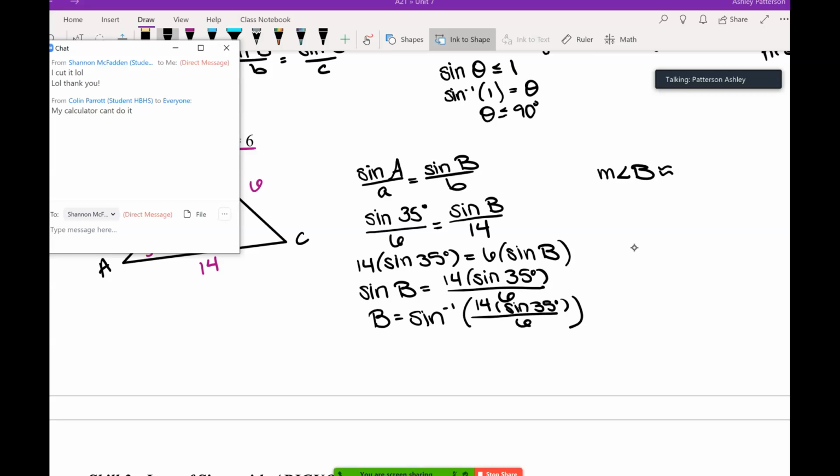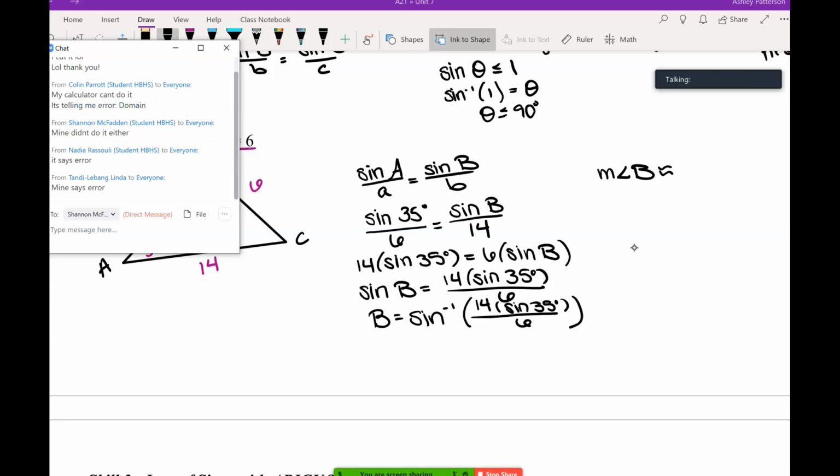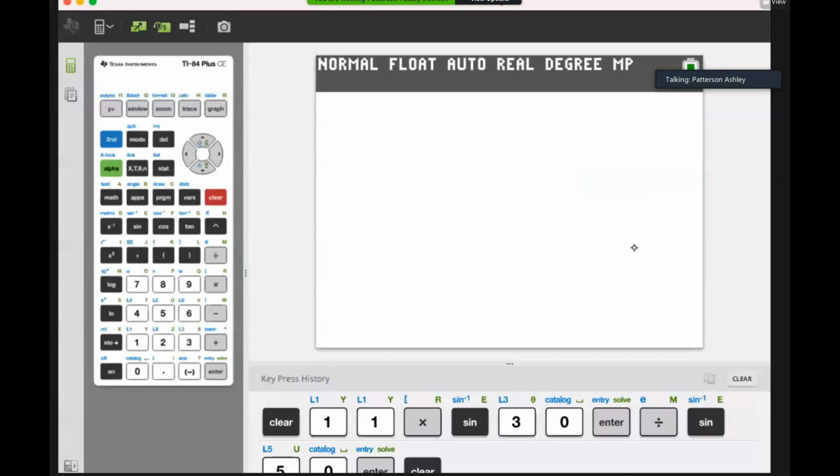Colin, what is your calculator saying to you? It's telling me error. Oh, Shannon's didn't do it either. Emma? Me too. Same thing. Carter? Yeah. Dean? Same thing? Okay, so how many of you think that you did something wrong? Okay, that is possible. Here, let's do it together. Carter thinks she did the parentheses wrong. That's always a possibility. Make sure everybody can see it.